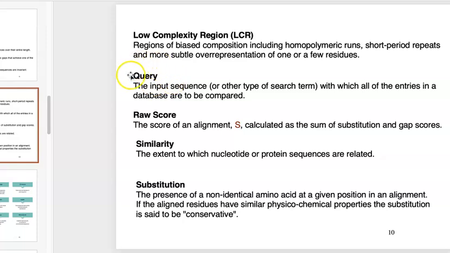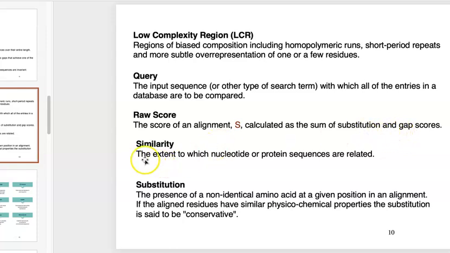The query sequence is your input sequence, and that's the sequence that's going to be compared to all other entries in the database. What's amazing is the time with which that happens. The software is so sophisticated that it can do these queries in seconds. The raw score, as I already mentioned, S, is the score of an alignment. It's calculated as the sum of substitutions and gaps, so any mismatches or gaps that have to be added affect the final score.